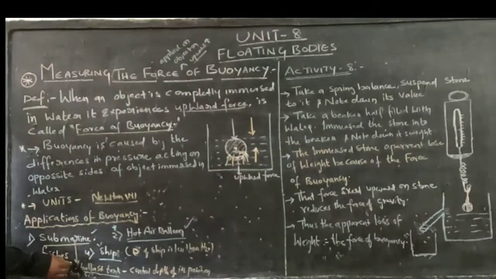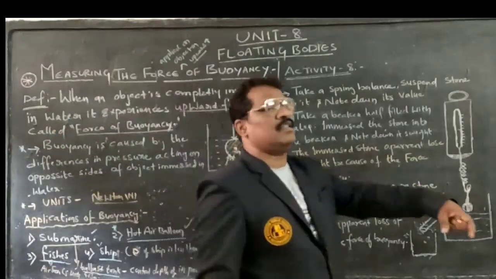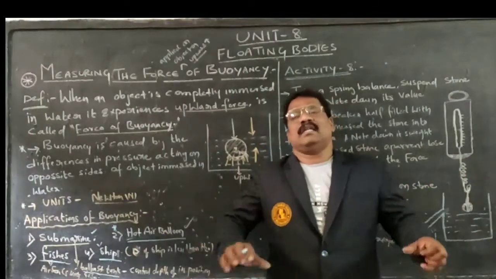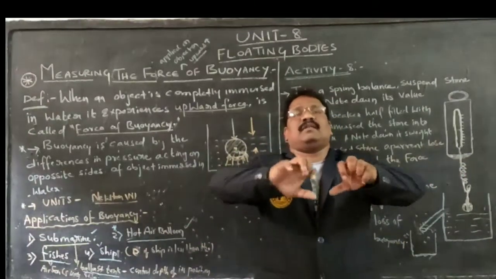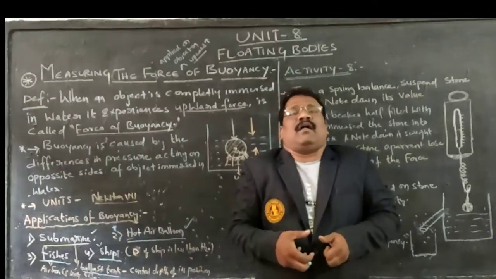The fourth one is what? Fishes. The species which float in the water, the fishes that live in water, consist of air sacs. As the fish takes air in through the air sac, the air enters into the bladder.